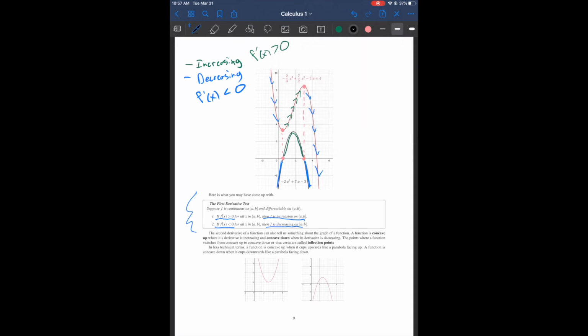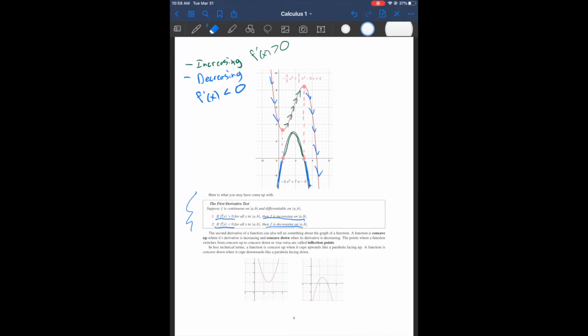If we look at the definition for concave up, a function f is concave up if f prime is increasing, and a function is concave down if its derivative f prime is decreasing. The points where a function switches from being concave up to concave down, or vice versa, from concave down to concave up, those points where the switch happens are called inflection points.